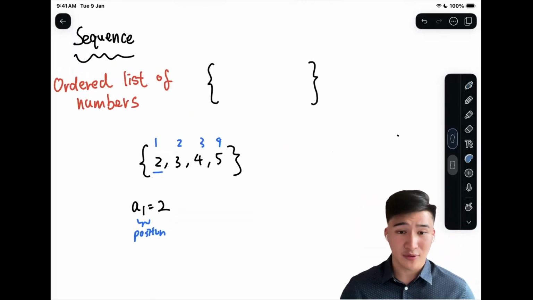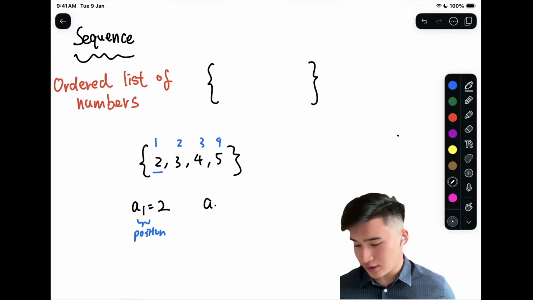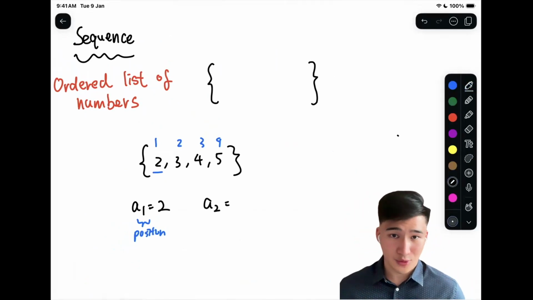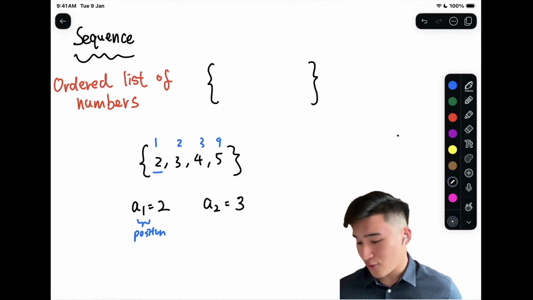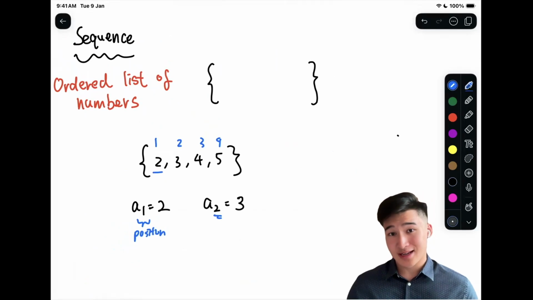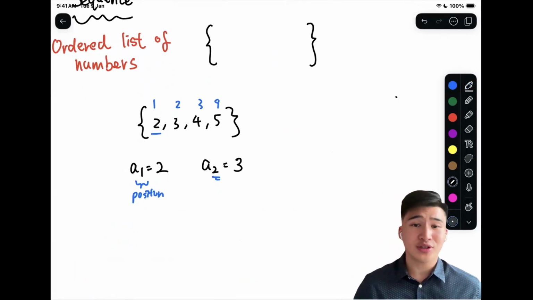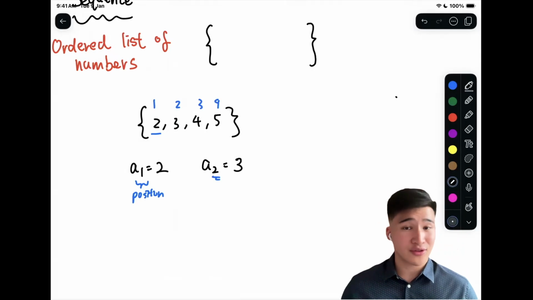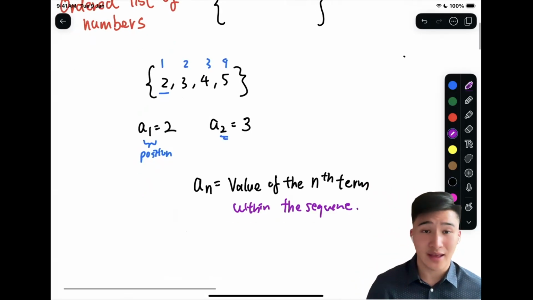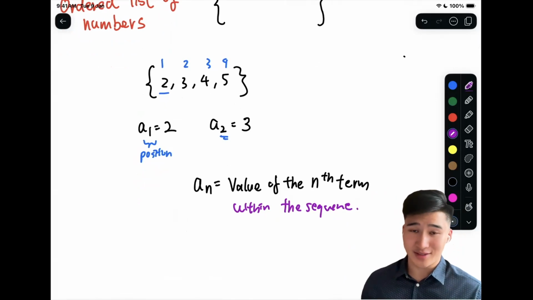And if you are looking for the second term, we will write A2 equals 3. And if we're looking for the third, the fourth, same thing, we're just going to use An. So just to give you a review here, if we were to find the nth term, we're just going to write An equals the value of the nth term within the sequence.